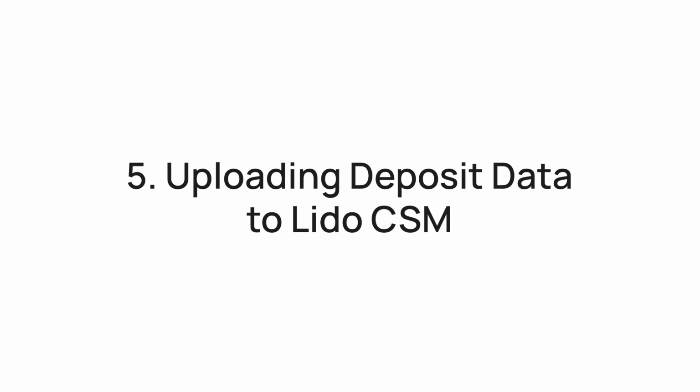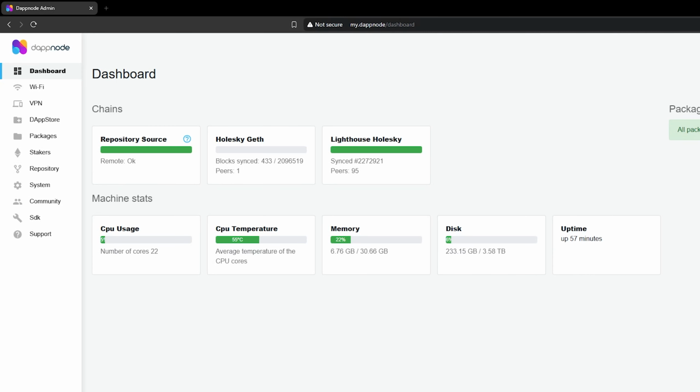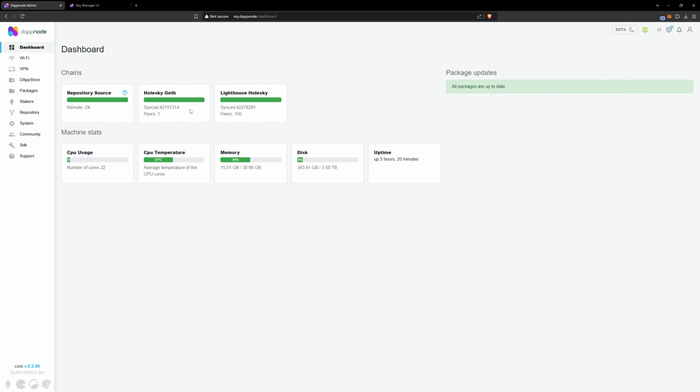The final step is to upload our deposit data to Lido CSM. Before proceeding, confirm that your nodes are synced and running. You can do this by accessing your dashboard and checking the status of your execution and consensus clients. In this example, our consensus client is fully synced, but our execution client is not. So if this is the case, simply leave your device online and wait for it to sync up. When both our execution and our consensus clients are synced, they will appear with a green bar. If this is the case, we are ready to proceed.